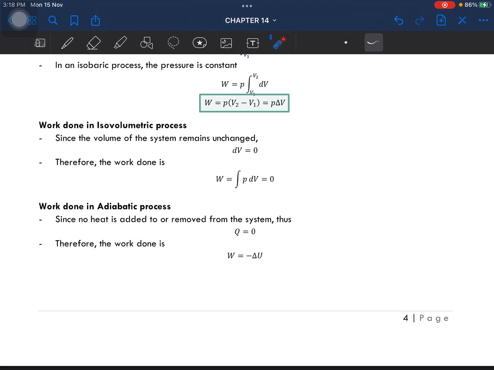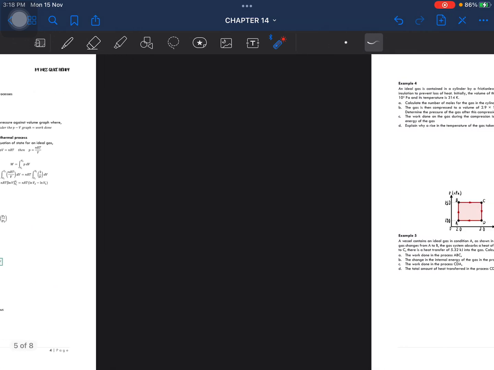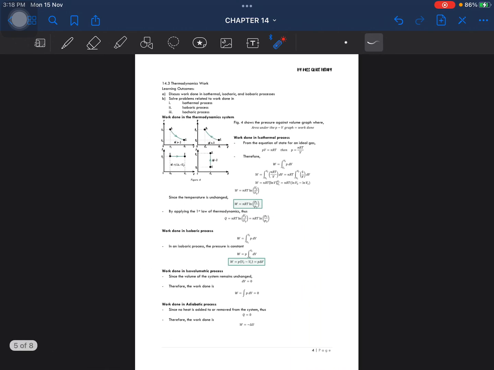For adiabatic process, work done is equal to the change in internal energy lah. Sorry, you don't actually have to know adiabatic. Never mind, I'll remove this in your notes. Okay, so basically that is the theory part for subtopic 14.3.